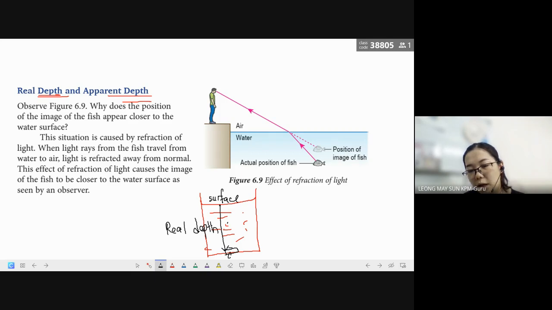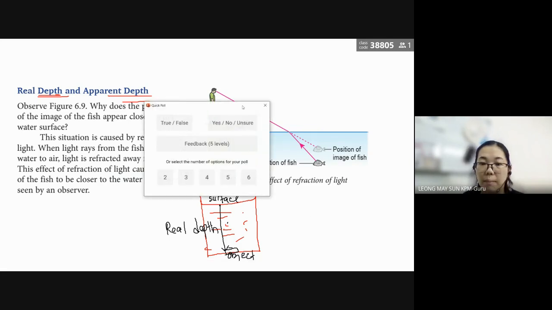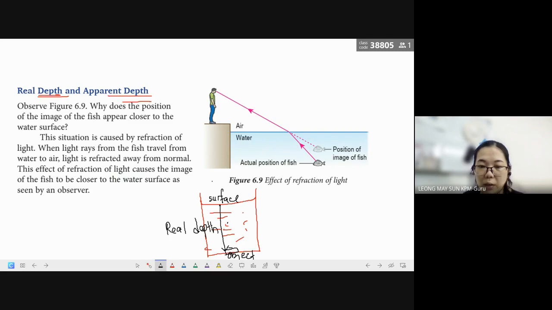The coin is actually the object. But one problem is that normally when we look from above, the coin looks like as though it is somewhere higher. So when the coin looks like it's somewhere higher, this is not the real object. This is actually just the image. Okay. So from the surface measure to the position of the image, that is known as apparent depth. The main reason is because we look from above.